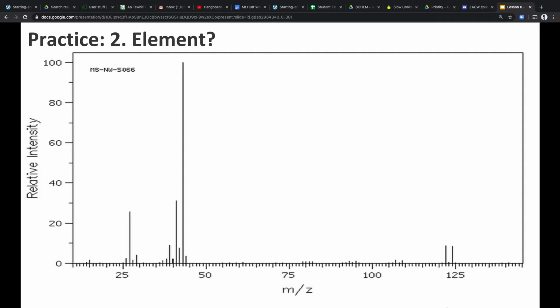Now this one, pretty obvious right away, I think. What do we see? What's significant? Molecular ions. It's bromine. How do you know? Because the two on the far right are even. Their heights are in equal abundance.